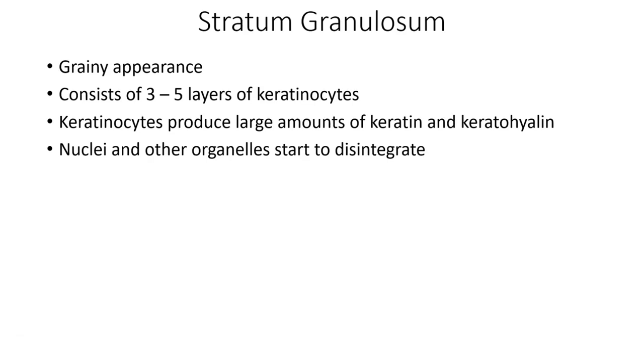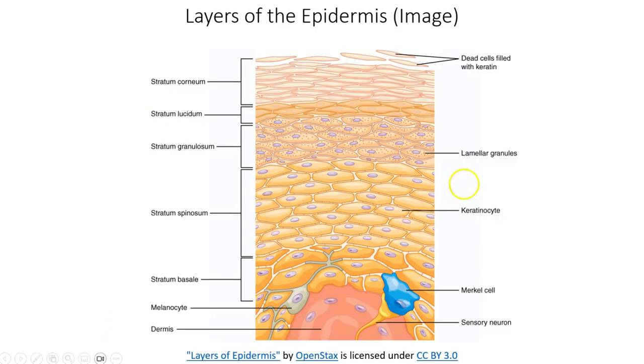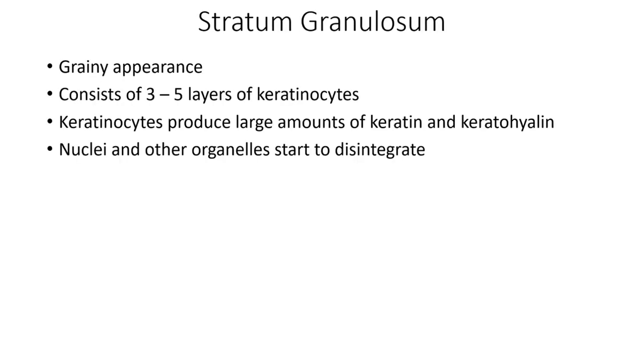Next up is the stratum granulosum. This is going to have a much more grainy appearance because the keratinocytes are really starting to produce a lot of keratin particles. And so if we go back, we can see right here in this image, we're starting to get all of these little dots in here from that keratin production. So we're really starting to fill up these cells with keratin. This is only going to be about 3 to 5 layers of these cells that are forming the stratum granulosum layer, and we're going to make lots and lots of keratin, as well as something called keratohyalin. Alright, so that hyalin should seem somewhat familiar. We talked about this with cartilage and stuff like that already.